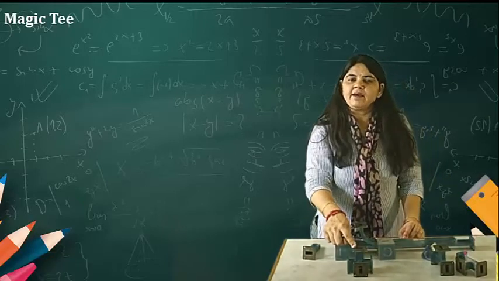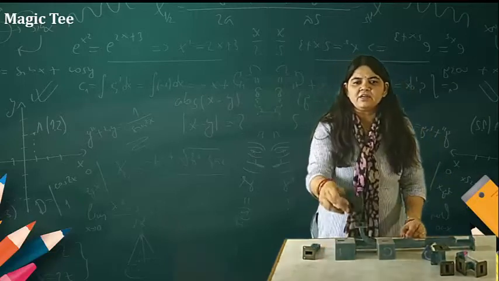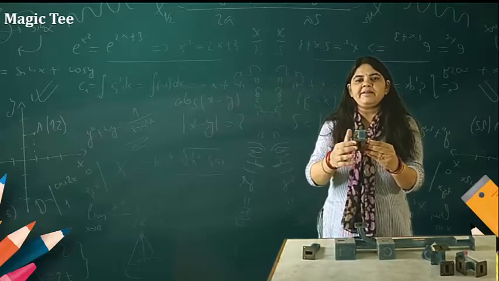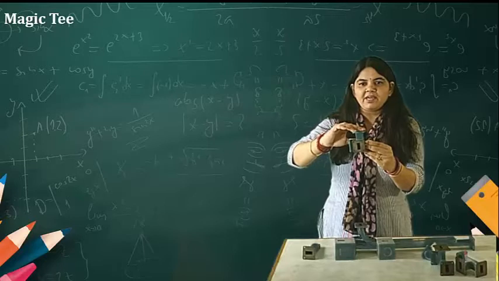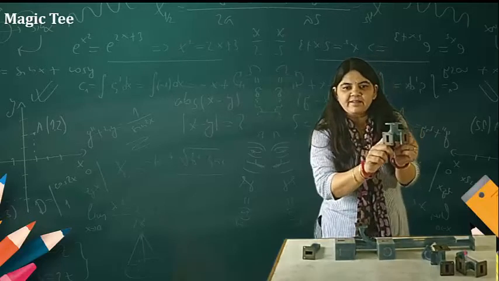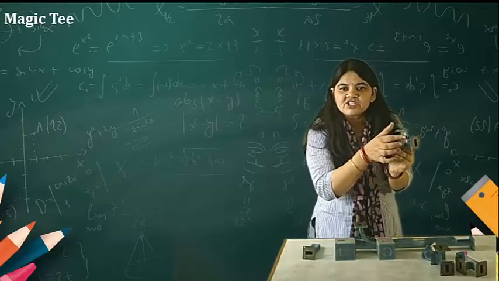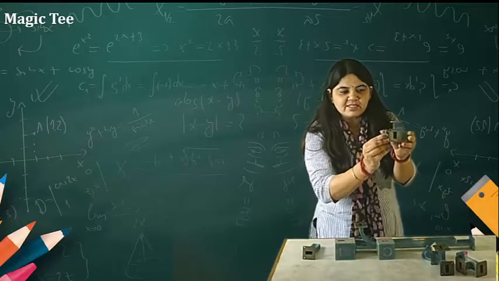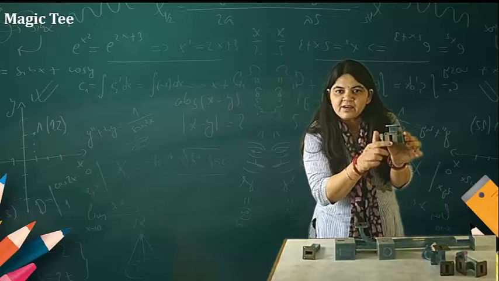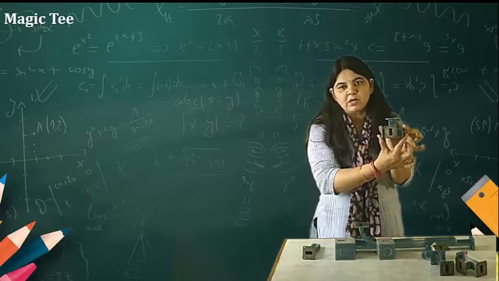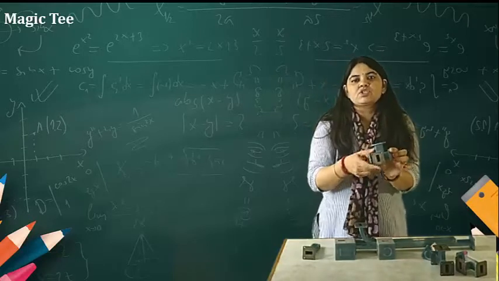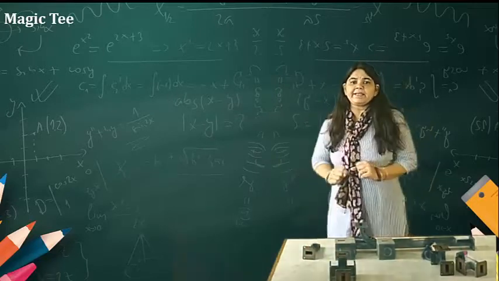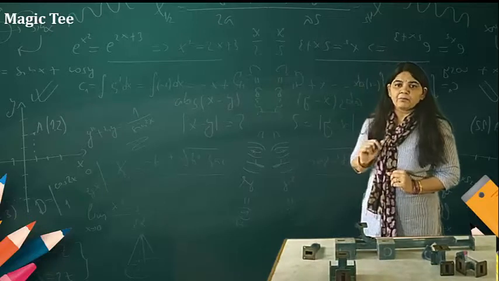This component is a magic T, which consists of the E plane and the H plane. You know that the H plane is shunted to this collinear arm. This is the E plane, which is in series with the collinear arm. So this has the function of both the E plane T and the H plane T.